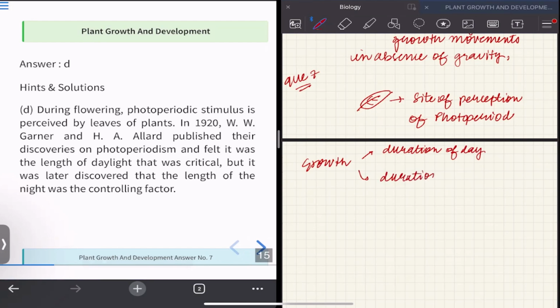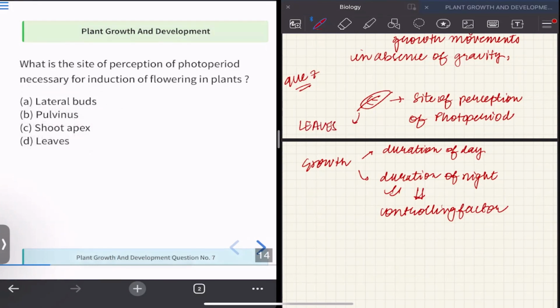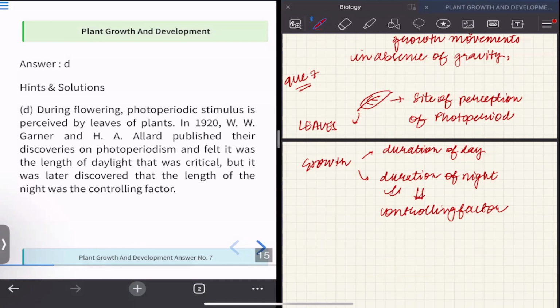According to the current studies, we have found out that duration of night is the more controlling factor. And where is this stimulus perceived? It is perceived at leaves. Okay. So the site of perception of photoperiod is actually the leaves, which is option number D.